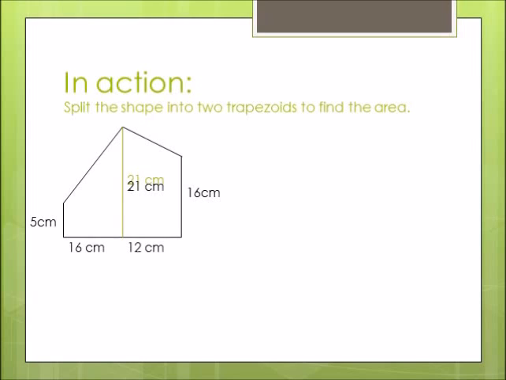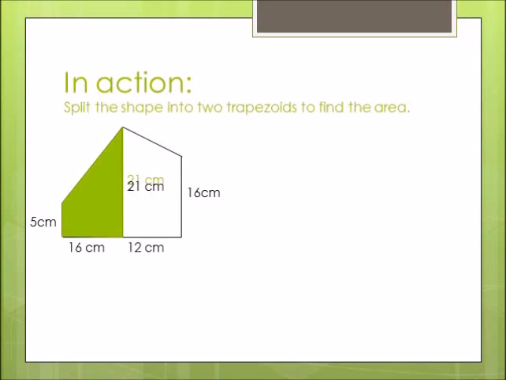Okay. So now we have a slightly more difficult problem. We have a shape here. It's not a trapezoid. So we need to split this shape into two trapezoids in order to find the area. We're going to find the area of each trapezoid, and then we're going to add them together.